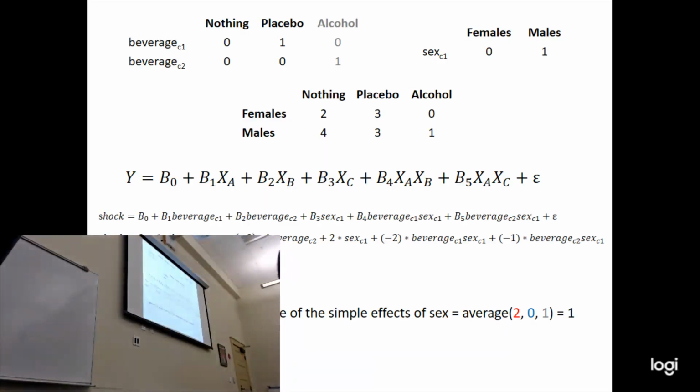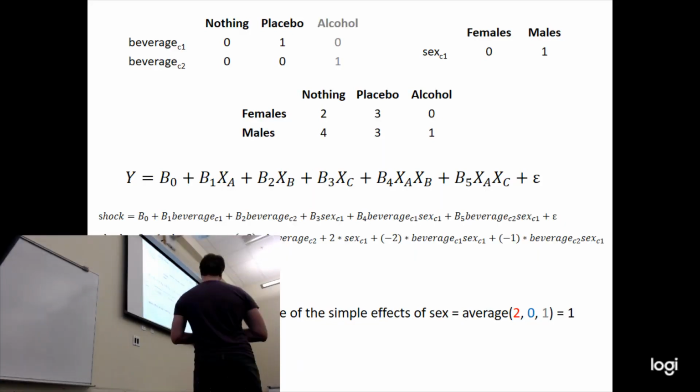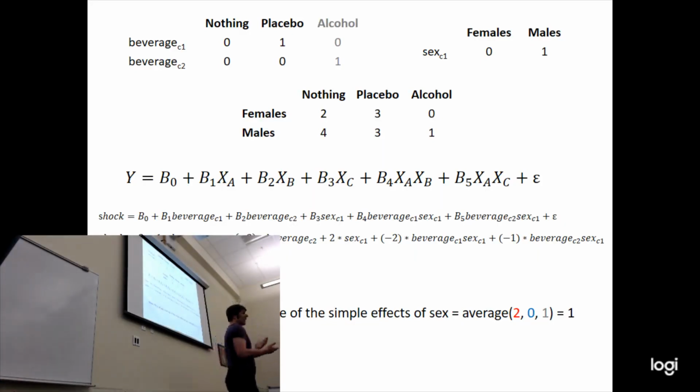So one way of thinking about main effects is that they're sort of the average of the simple effects. If I want to find the average difference between males and females, I could have just averaged these 3 simple effects. One way to see that is that main effects are sometimes called marginal means. So you take the mean of 2, 3, and 0, and 4, 3, and 1, and then find the difference between those averages.